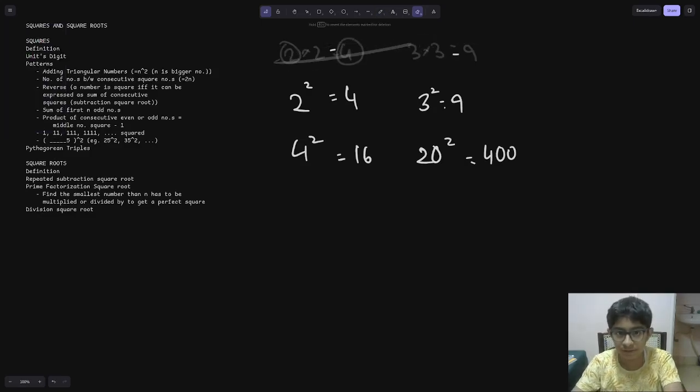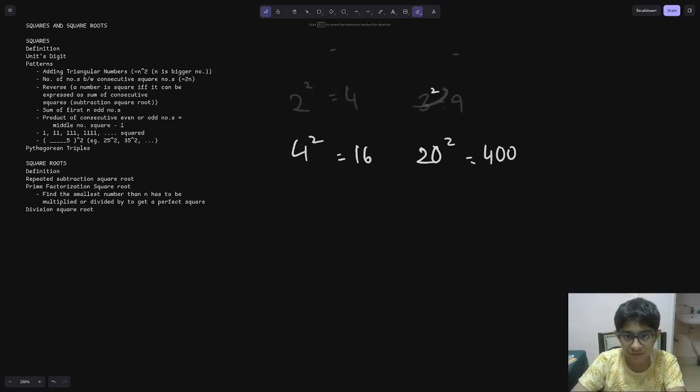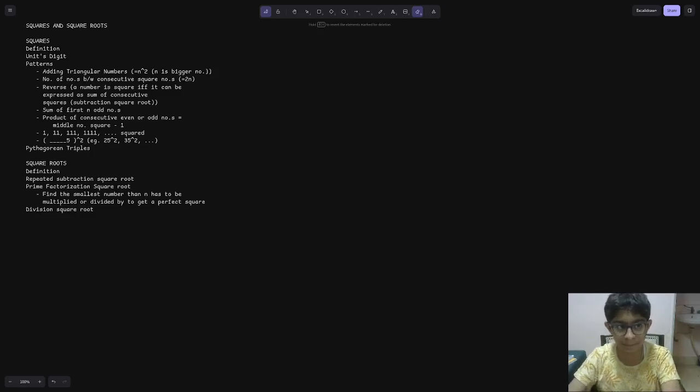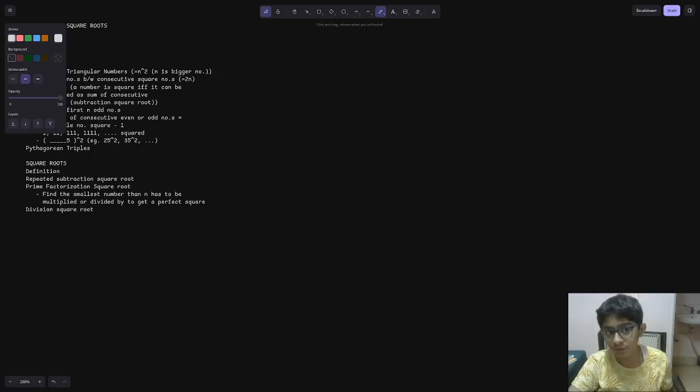So this is the basic meaning of a square. A square is a number which is a natural number multiplied by itself. It is represented by that number with a small 2 on top of it. Okay. So the next thing we have to come to in this discussion is the units digit.